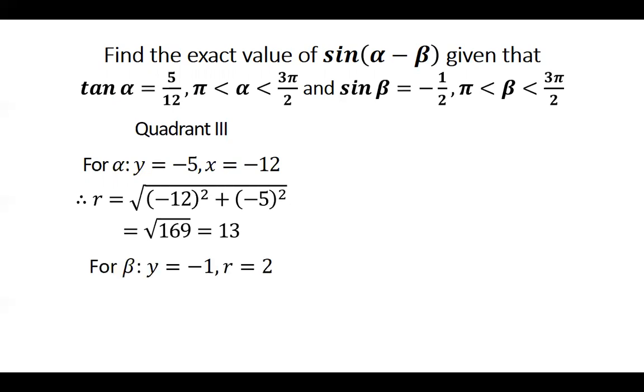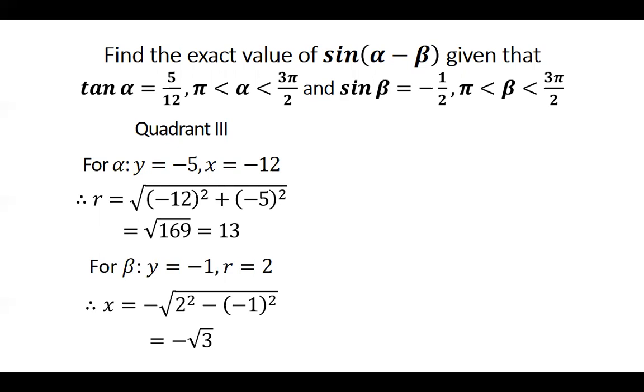Then for beta, we can do the same thing. Since x and y are negative in the third quadrant, and r, remember, is always positive, so you never even have to worry about that. R is a distance, so it's always got to be positive. Then since sine is y over r, y must be negative 1 and r must be 2. And then again, we can use the Pythagorean theorem. So x is equal to negative, remember, x is going to be a negative value, the square root of 2 squared minus negative 1 squared, or negative square root of 3.